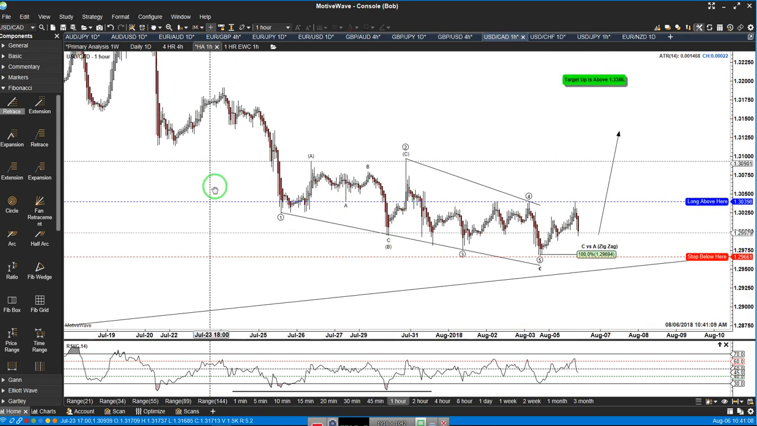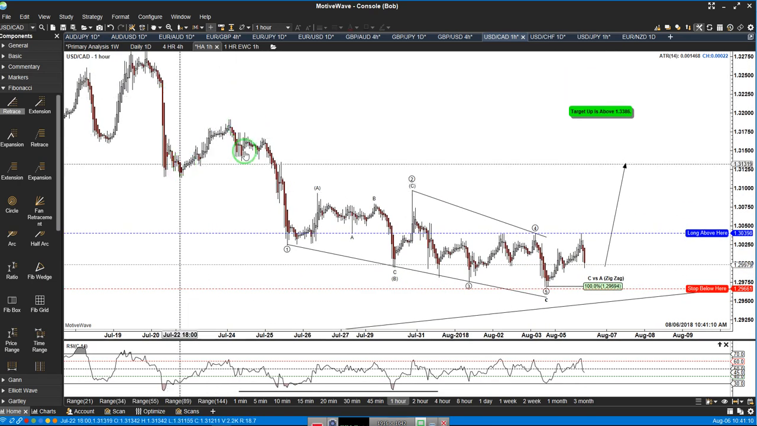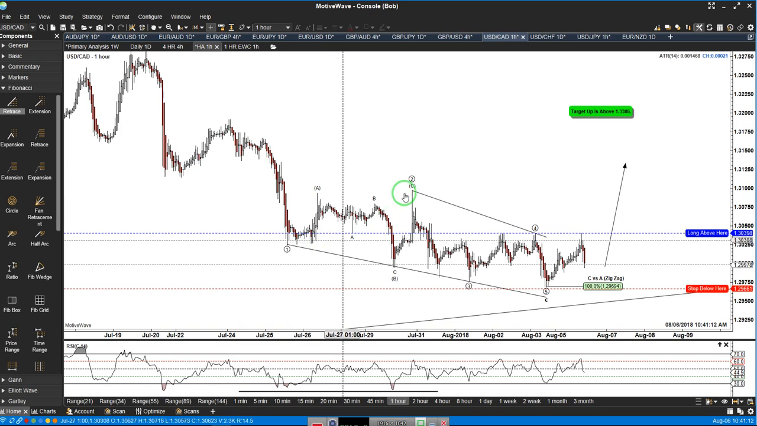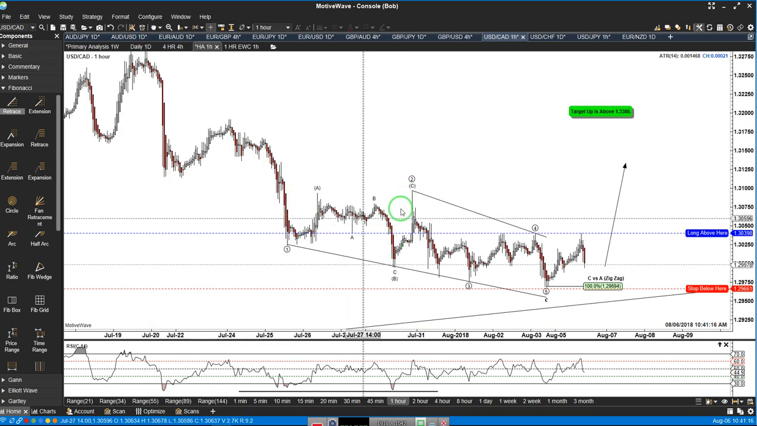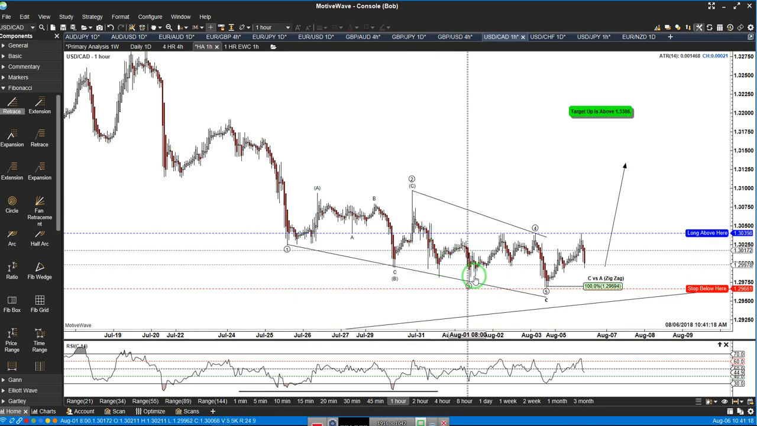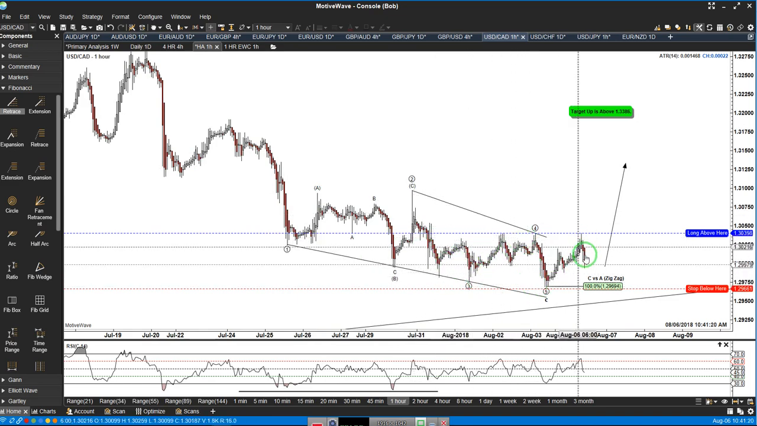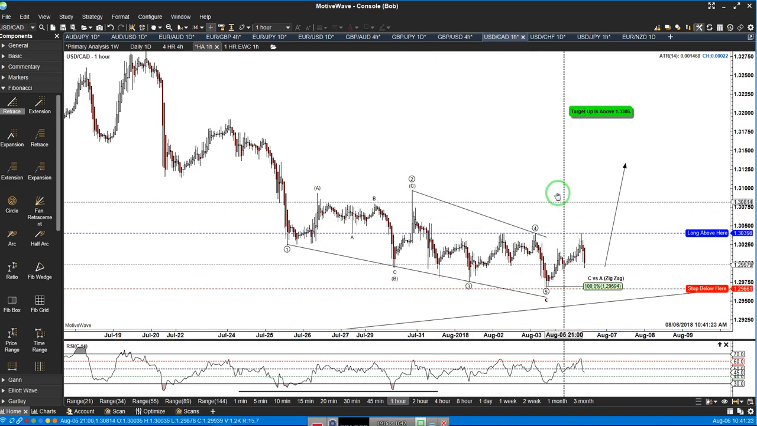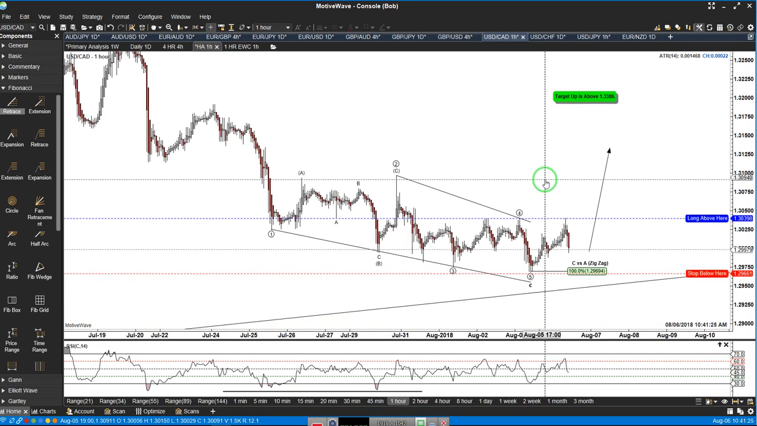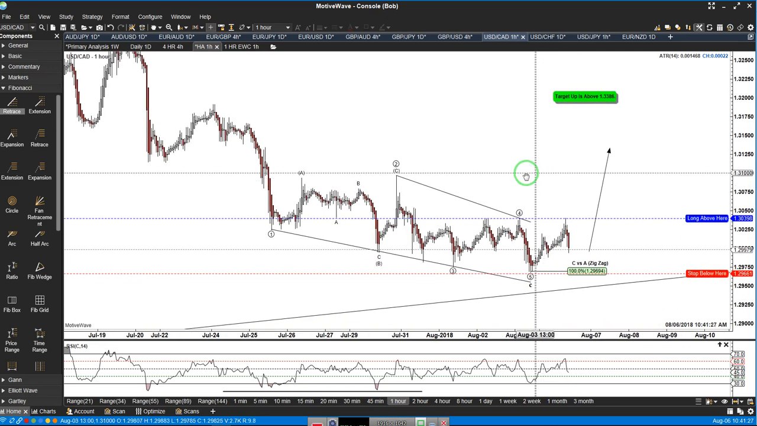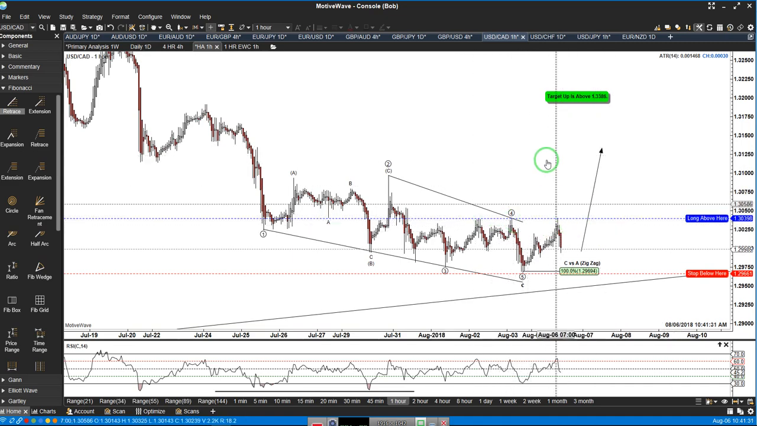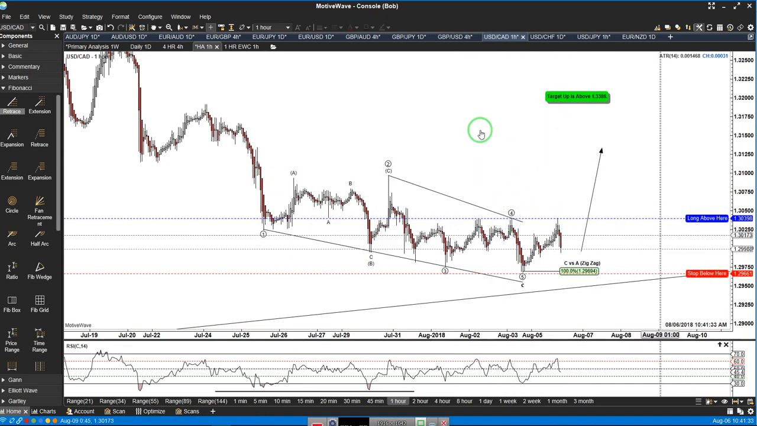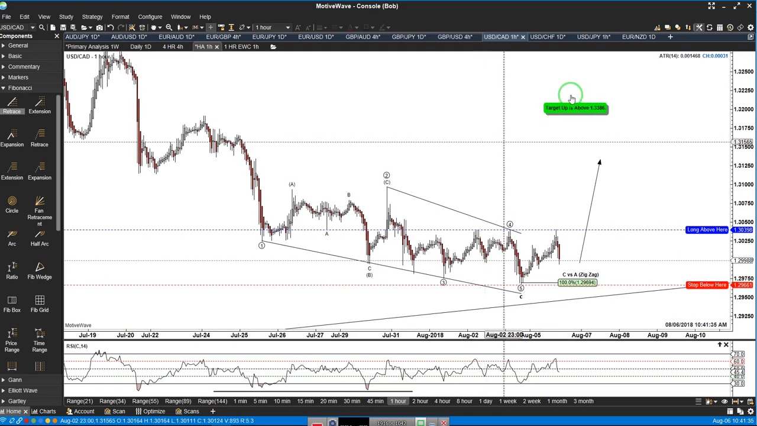I was just trying to count these here. 1, 2, 3. Because this made a higher high, I'd go 1, 2, 3, A, B, C, 4, 5, 6, 7, 8, 9, 10, 11. Maybe one more would do it. But either way, as soon as we get above this 30.40, I'll be looking up for 33.86.